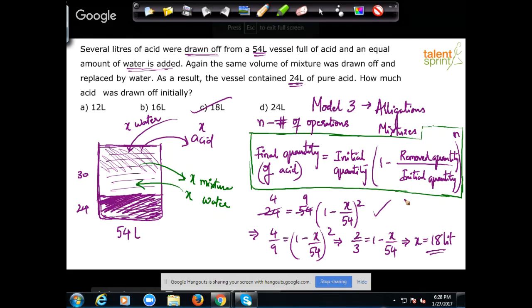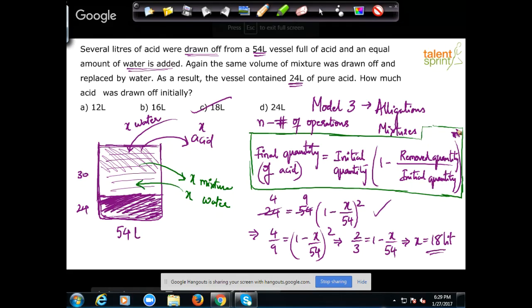24 by 54 equals 1 minus x by 54 whole square, right? And then cut down the intermediate steps as well. So 18 liters will be the answer to this question, and I think that would take about 20-25 seconds in the exam. Just remember this very important formula. That's the only formula that you have to remember when it comes to allocations and mixtures.